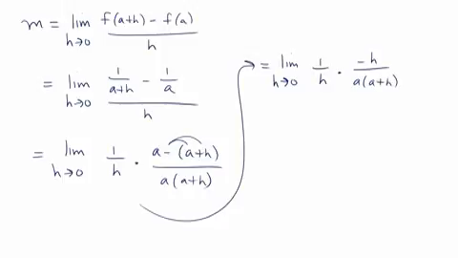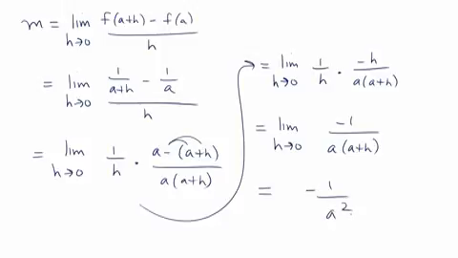We can now put our two fractions together. This is equal to limit h goes to 0 of negative 1 over a times a plus h. Now what happens when we substitute 0 in for h? We get negative 1 over a times a plus 0, or negative 1 over a squared. So there's the answer to part A, negative 1 over a squared.